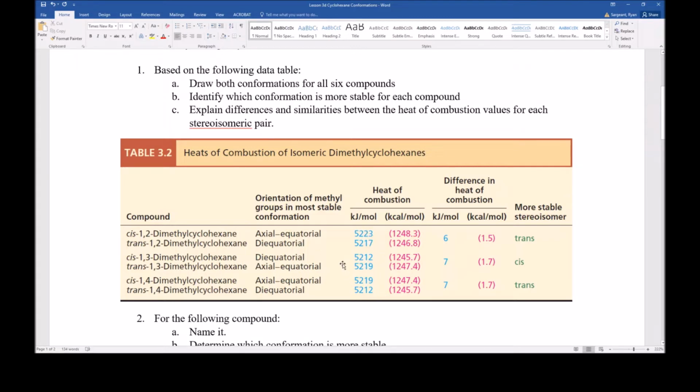If you look at the heat of combustion data right here, you'll notice that they have it in kilojoules per mole and kcals, and we care about kilojoules per mole just for the sake of caring about one of the two. And you'll notice that cis-1,3-dimethylcyclohexane and trans-1,4-dimethylcyclohexane end up having the lowest overall heat of combustion. Then we're going to compare that to all of them and try to figure out what's so special about cis-1,3 and trans-1,4-dimethylcyclohexane that makes them among the most stable of the different dimethylcyclohexane constitutional isomers.